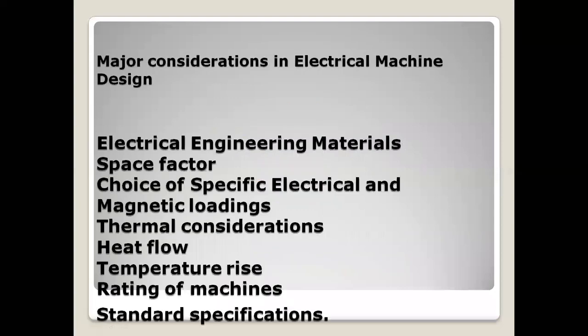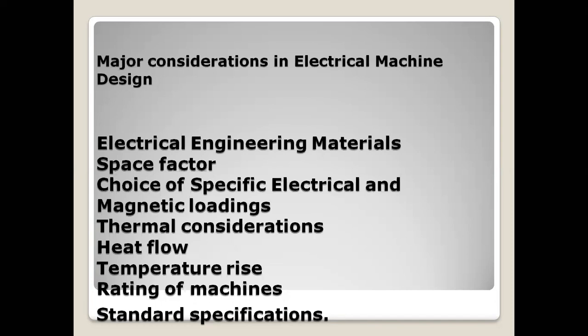Now this is one of the most important things, the major considerations in electrical machine design. Whenever you get a design, when you design a machine from a design engineer's thinking, these are certain points that you should keep in mind while designing any electrical machine. Either you design a transformer, a DC generator, a DC motor, or an induction or a synchronous machine, whatever you design, these are some important points that you should keep in mind: the electrical engineering material, what is the material that you can use for making the design.